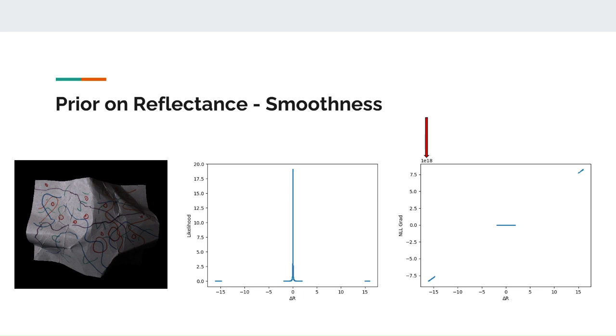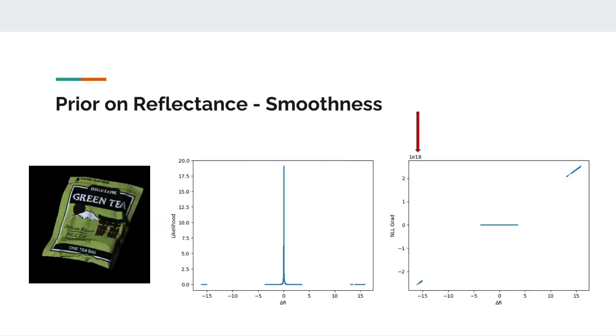So here I have an image, and in the middle I have its PDF of the differences between its log albedo values, and you can see that this is also heavy-tailed. However, when you try to optimize this using the gradient of the negative log likelihood, I found that these gradient values were extremely large, and this prevented the algorithm from learning a useful factorization of the image.